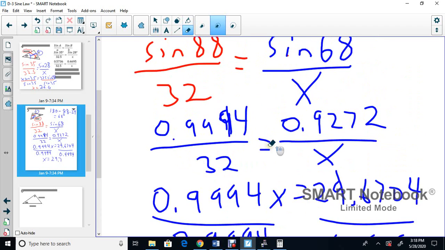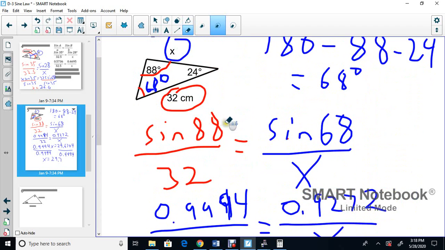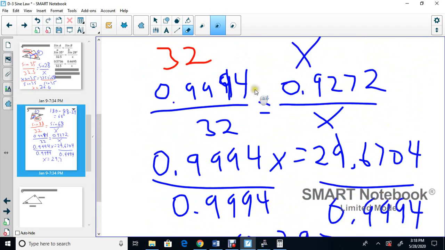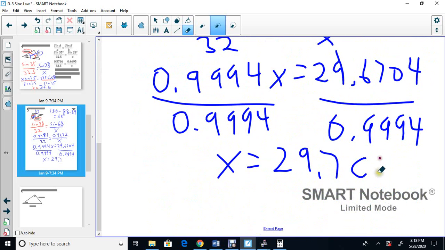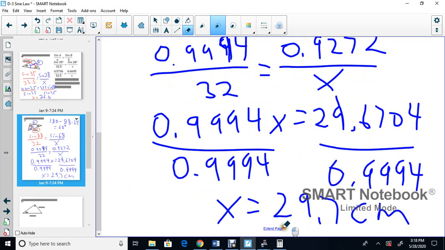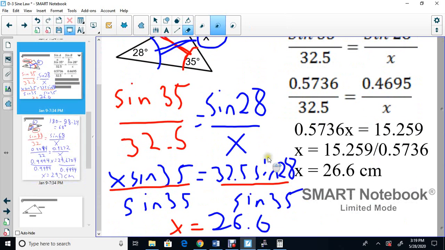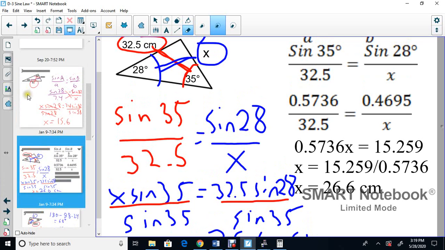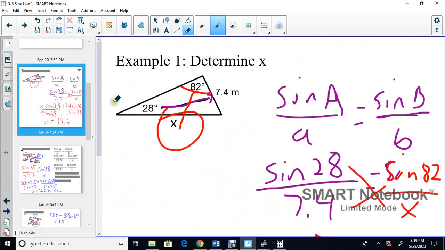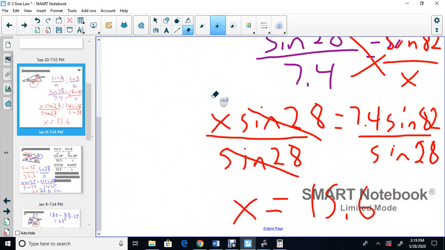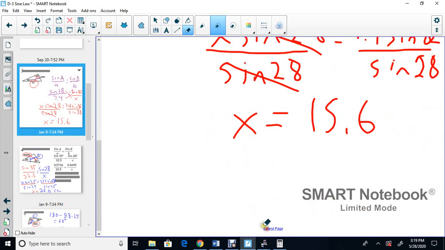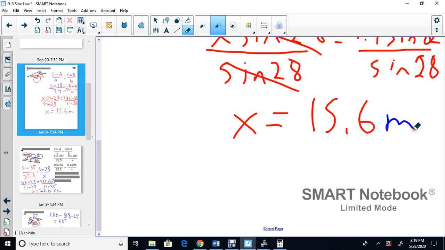I might have forgotten the units here. It's centimeters. So down here we have centimeters. I pretty much forgot the units in the other ones, so I'm just going to go back and add them. Over here, this one should have been centimeters. It says right there as well, cm. And the very first one, this is 15.6 meters. I should have added the meters on the end here, so we'll extend the page and I'll add the meters at the end.